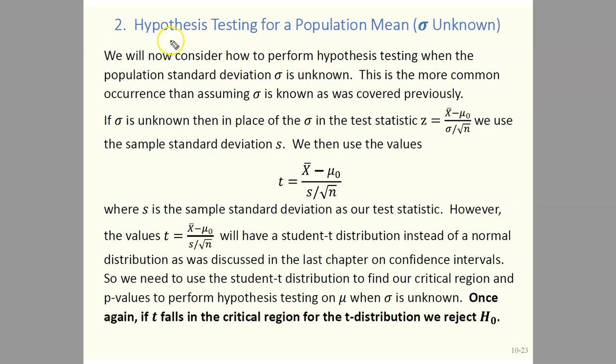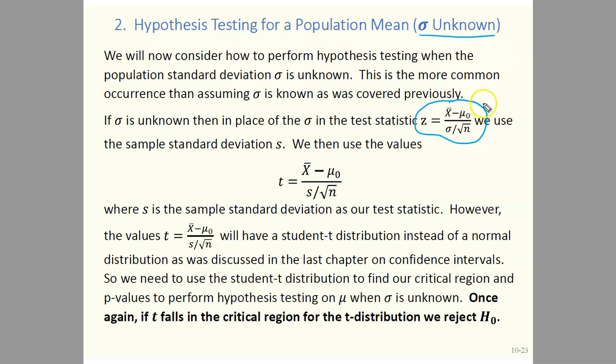Hi everyone. In this lesson, we're going to go over hypothesis testing for a population mean when your population standard deviation sigma is unknown. Now recall that when we performed hypothesis testing previously, when we assumed that sigma was known, we used this as our test statistic.